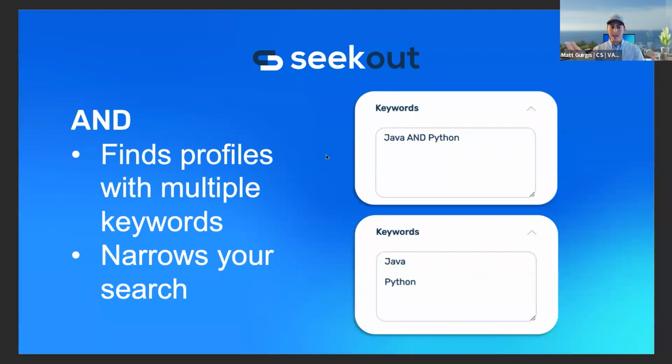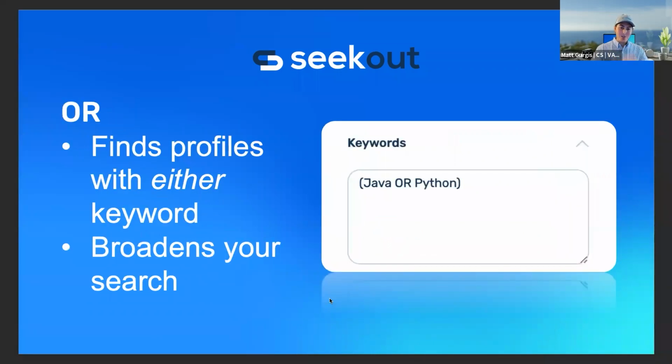But that's and. Super simple. Again, you're finding profiles that have multiple keywords. The profiles that result back have to have the keywords that you're putting in, right? And is just what connects them. It narrows your search.